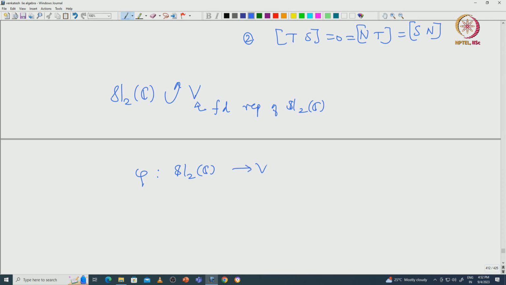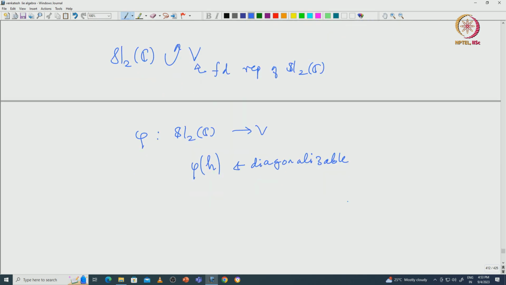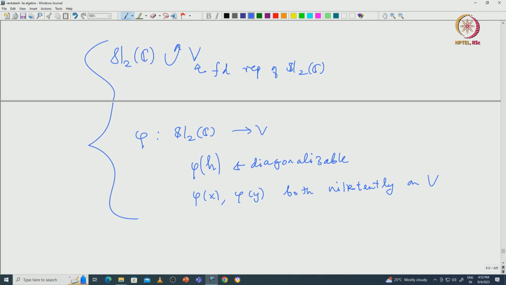We indeed proved that if we take H and look at the action of H on capital V, it is diagonalizable. So, when SL2C acts on a finite dimensional representation, phi of H acts diagonalizably. Similar to that, phi of X and phi of Y both act nilpotently on V. This is what we proved for SL2 representation theory. We would like to prove very similar statements for semisimple algebras.